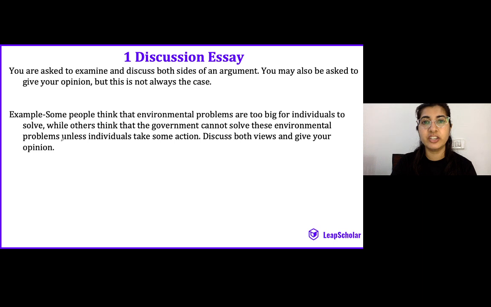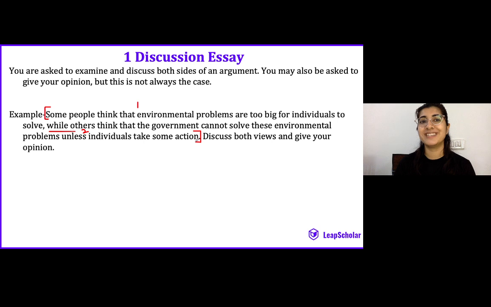So here is a discussion question on the theme of environment. Here you can see 2 opposing views. Some people think that environmental problems are too big for individuals to solve. That's your first opinion. In contrast, others think that the government cannot solve these environmental problems unless individuals take some action. Do you see what's happening in both views? One view says that individuals can't really do anything to solve such a huge problem, whereas the second view says that individuals do play a huge role and the government alone cannot do anything.